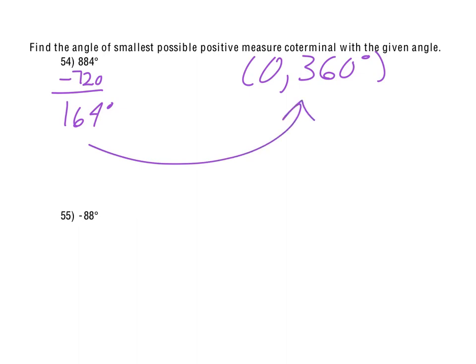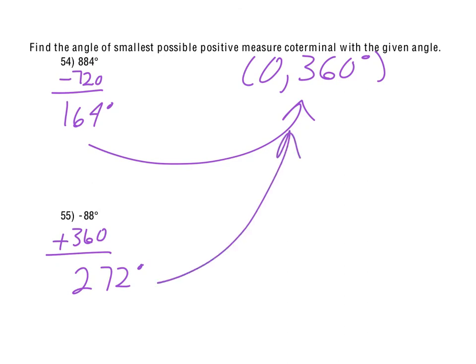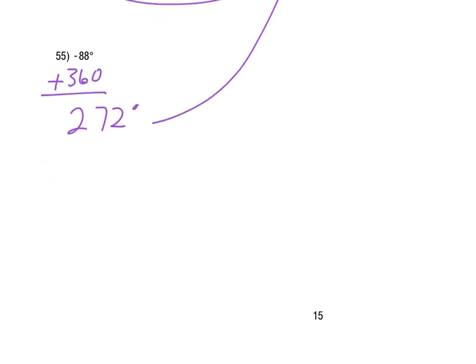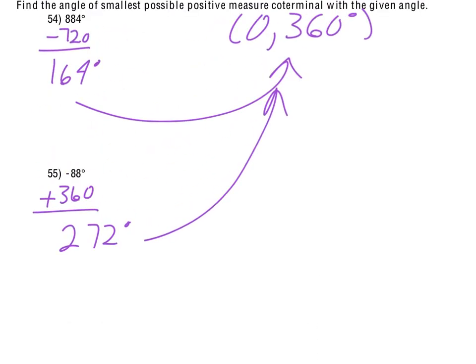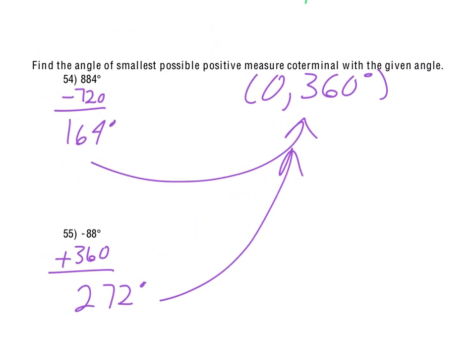Now an angle like a negative 88, that's a negative angle, that's less than 0, so we add 360 to make that between 0 and 360, and we get 272 degrees. Again, between 0 and 360 like we want. That's how we do that. And again, with other problems you might change how much you add or subtract, but it's always going to be multiples of 360.